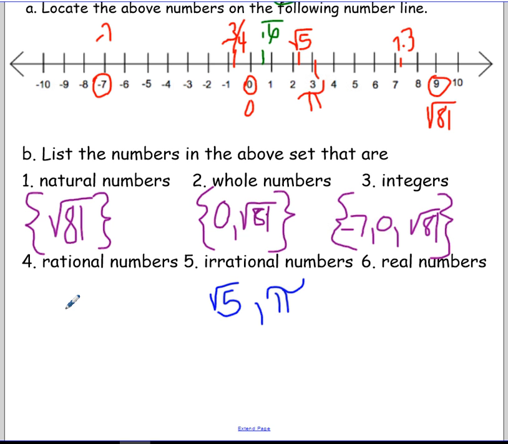So if we look at our list, we had -7 to start. Again, I apologize for my messy writing, trying to write with a mouse. And then we had -3/4.